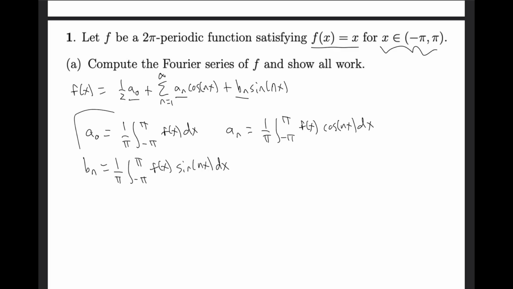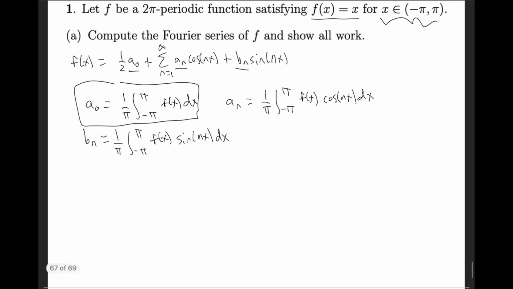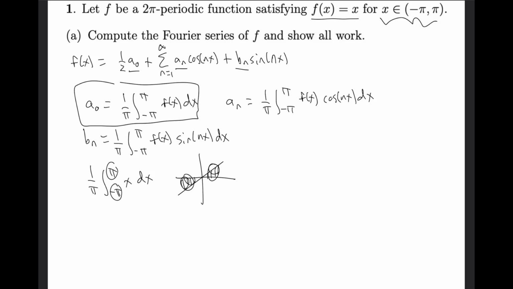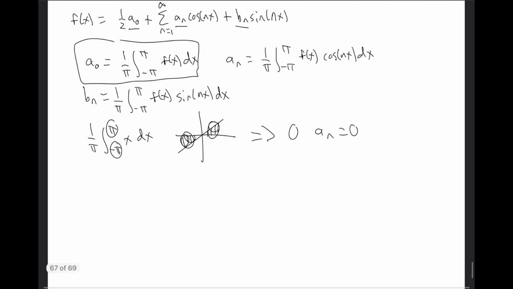So solving for a naught first, we have 1 over pi times the integral from negative pi to pi of x dx. And remember that x looks like this, and we can conclude that it's an odd function. So the areas to the right and left of the origin are going to cancel each other out in this integral. It's a property of odd functions over symmetric intervals that they go to 0. So a sub 0 is equal to 0.